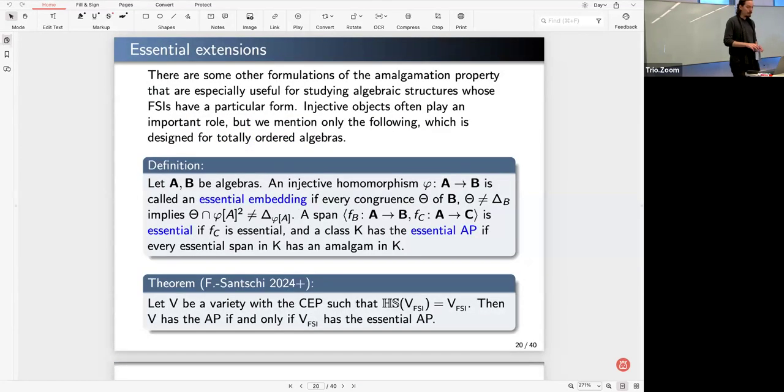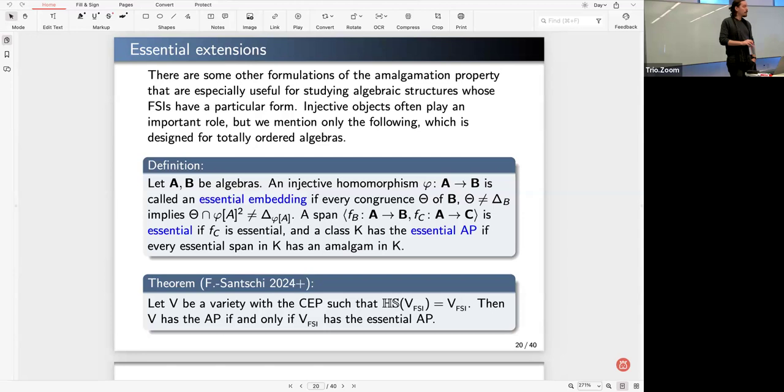Now, essential extensions. I'm very excited about this particular presentation of what amalgamation means because it's been really key to solving some old problems for us. So if I take A and B to be algebras, I will say that a homomorphism phi from A to B is an essential embedding if for every congruence of B, as long as that congruence is not the diagonal, not the least congruence, then its intersection with the image of A can't be the diagonal in the image.